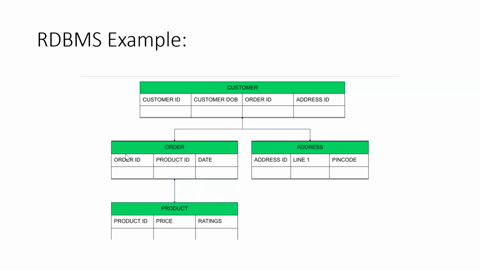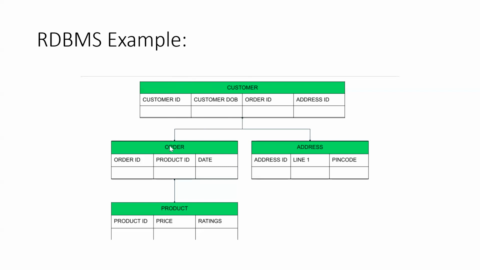In the order table, order ID is unique. In the customer table, customer ID is unique. In the address table, address ID is unique. So those unique columns are called primary keys. Again, I'll be telling what a primary key is in tomorrow's session. But just to let you know, while building a particular table, we generally put the primary keys at the beginning columns. Just like in customer, you can see the first column is customer ID.